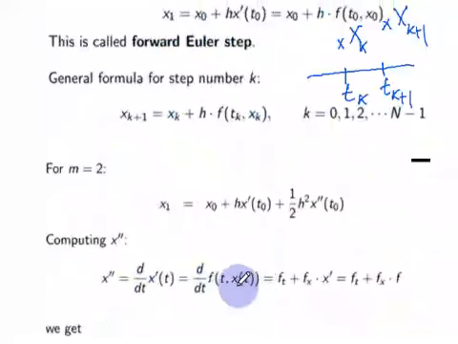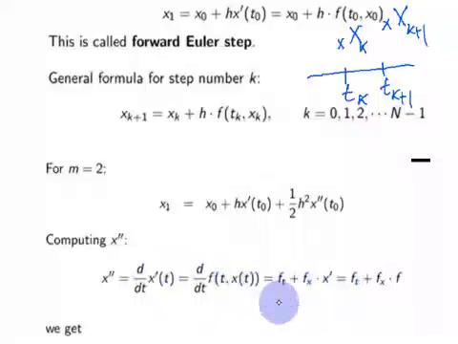X prime is this, f of t comma x. You know x is a function of t. So if you want to find the derivative of this one, you have to use chain rule. Let's use chain rule. Using chain rule, this one is equal to this, right? What is the chain rule if you don't remember?